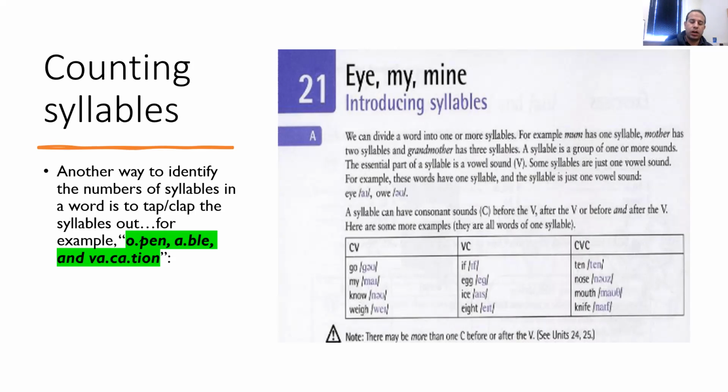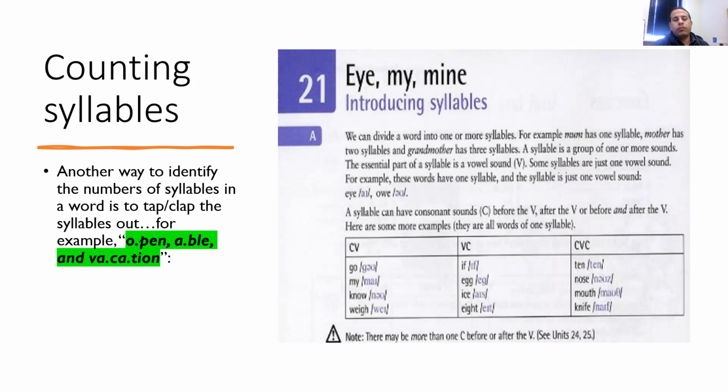So one way is to clap your hand. Another way is to knock on the table, for example. The third way is to use a rubber band, just like this. Apple, two syllables. How about this one? Teacher. Okay, you try this one. Cat. What do you think? One or two? Okay, it's one.